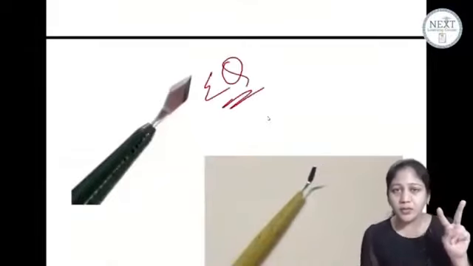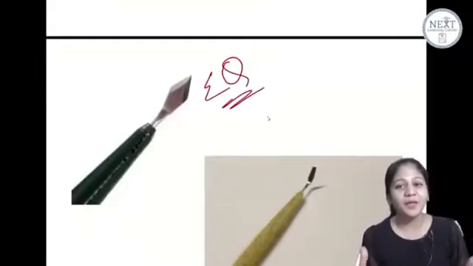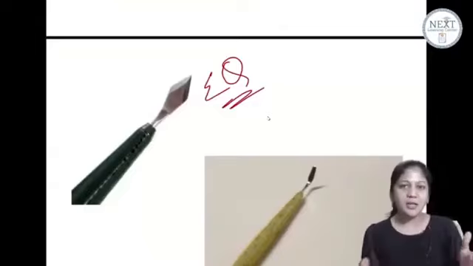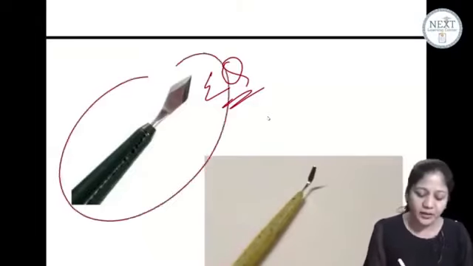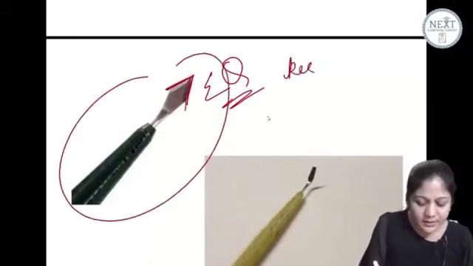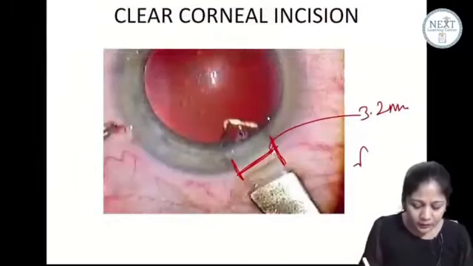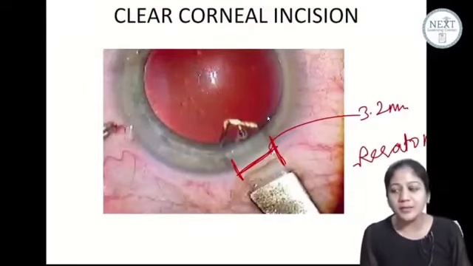I'll show you two instruments because last year unfortunately they also gave you instruments in the exam. So हम पूरे ऑफ्था में जहां जहां इंस्ट्रूमेंट्स पूछ सकते हैं, I'll tell you. So the first instrument here you can see has a very sharp edge. This instrument is called as keratome. Kera means cornea, tome means cut.